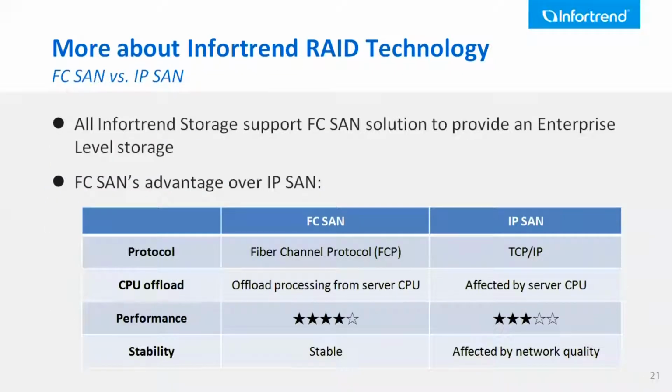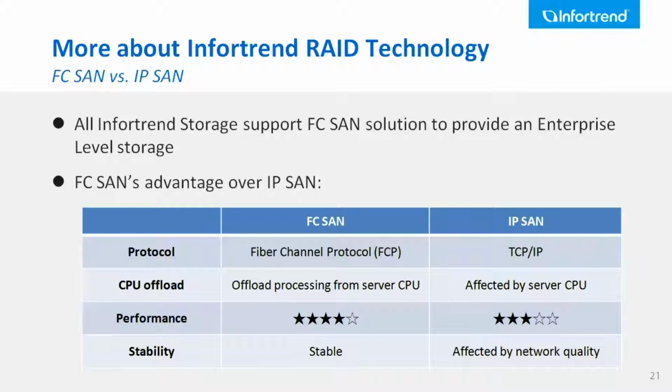Let's introduce the last but not least example about the advantage of hardware-based RAID. Here, we compare FiberSAN and IPSAN. All Infortrend storage support FiberSAN solution to provide enterprise-level storage. What are the FiberSAN advantages over IPSAN? FiberSAN uses Fiber Channel Protocol, while IPSAN uses TCP/IP protocol. As FiberSAN also has its own additional hardware to support its operation, it offloads processing from CPU, while IPSAN relies on CPU and may be affected.